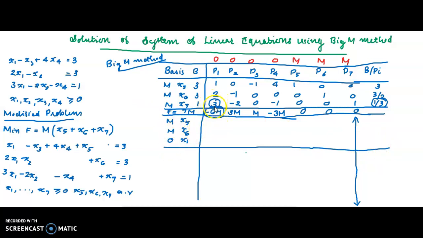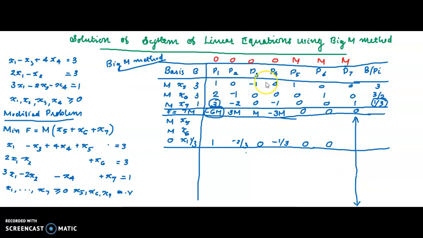Then the 3 can be made 1 by dividing all the coefficients in the last row with 3. Then this will be 1 by 3. This is 1. Again minus 2 by 3. 0. Minus 1 by 3. 0. 0. We do not need P7, this much is enough.